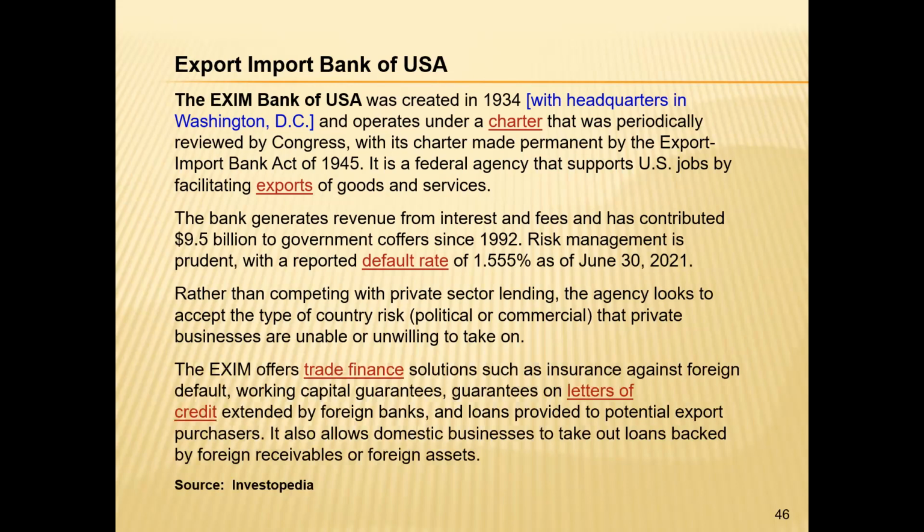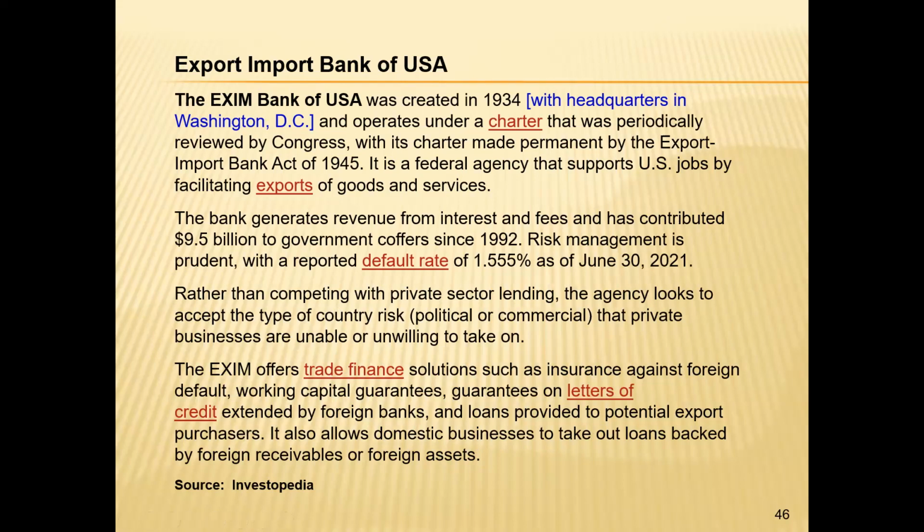The EXIM Bank of the United States of America offers trade finance solutions such as insurance against foreign default, working capital guarantees on letters of credit extended by foreign banks, and loans provided to potential export purchasers. It also allows domestic businesses to take out loans backed by foreign receivables or foreign assets. So in this last paragraph, we see an expansion of the services to other than just offering insurance against default.